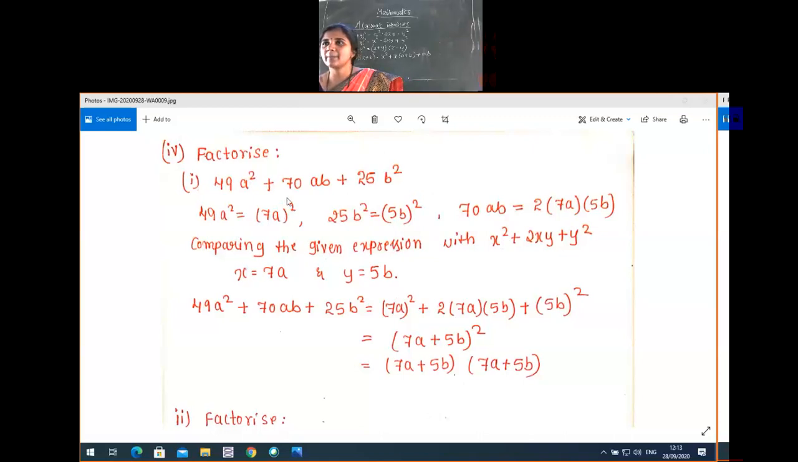Yes. Here x square place is 7a square, y square place is 5b square. If we substitute 2 into x into y, then is it balanced with the 70ab? Yes, of course. 2 into 7a into 5b, which is equal to 70ab.